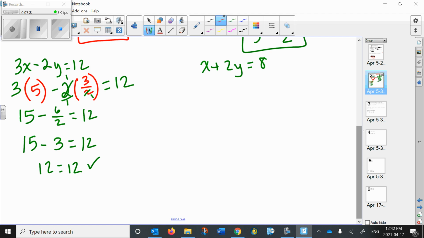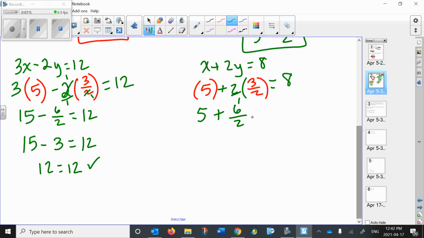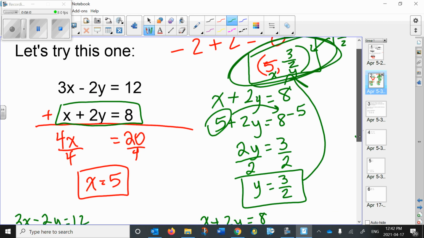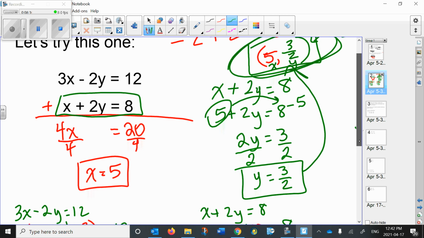Let's do the same thing for this one. X is 5 plus 2 times y, and y in this case again is 3 over 2, and that equals 8. And so we're going to get 5 plus, well, this is again 2 over 1 if you want to think of it that way. So we get 6 over 2 equals 8, and 5 plus 6 divided by 2 is 3 equals 8, and we get 8 equals 8, which again works out. So we know that this solution here is 100% correct. So our solution is 5 and 3 over 2.